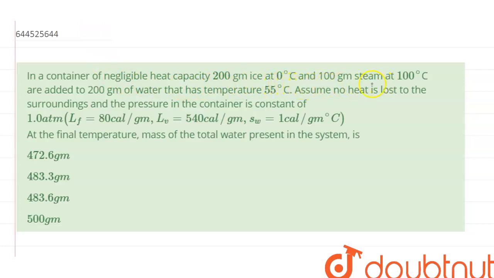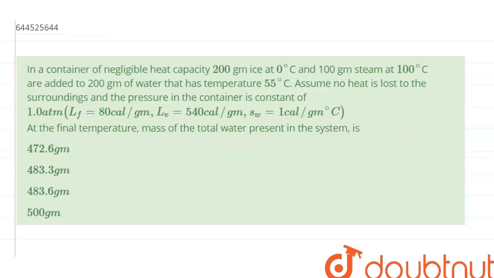In a container of negligible heat capacity, 200 gram ice at 0 degrees Celsius and 100 gram steam at 100 degrees Celsius are added to 200 gram of water that has temperature 55 degrees Celsius. Assume no heat is lost to the surroundings and the pressure in the container is constant at 1 atm. At the final temperature, mass of the total water present in the system is.